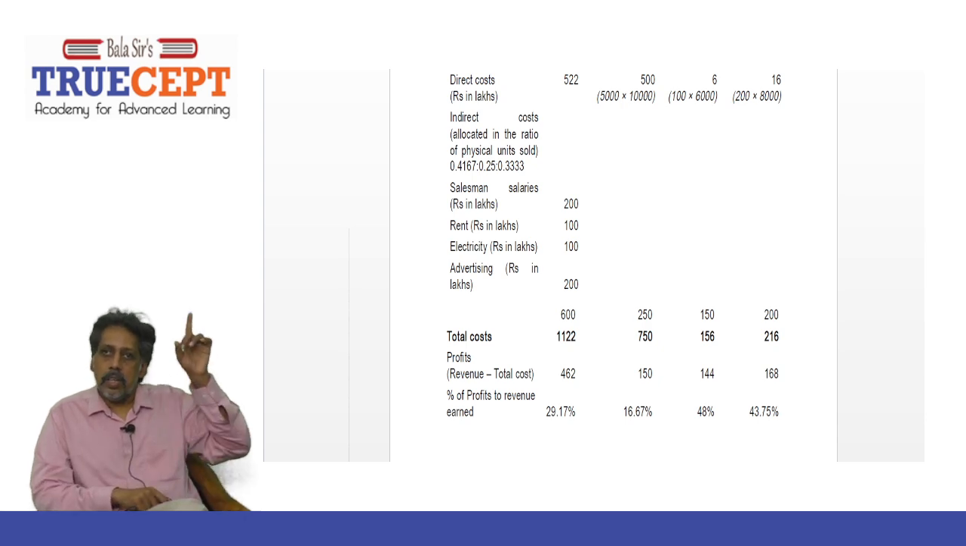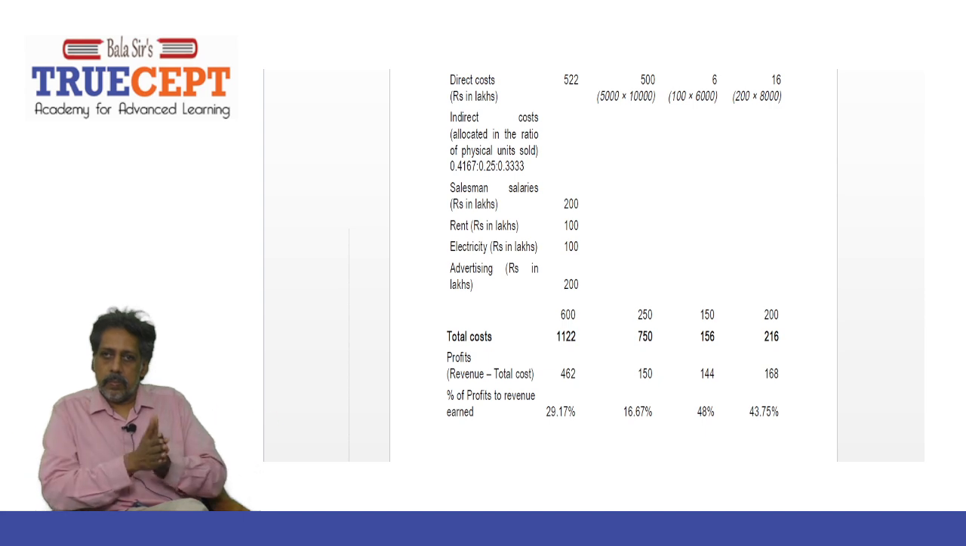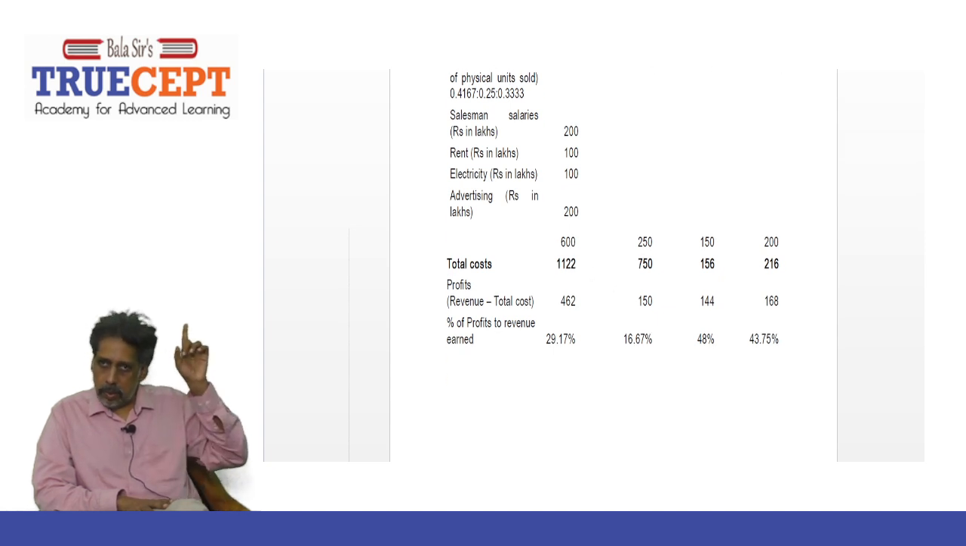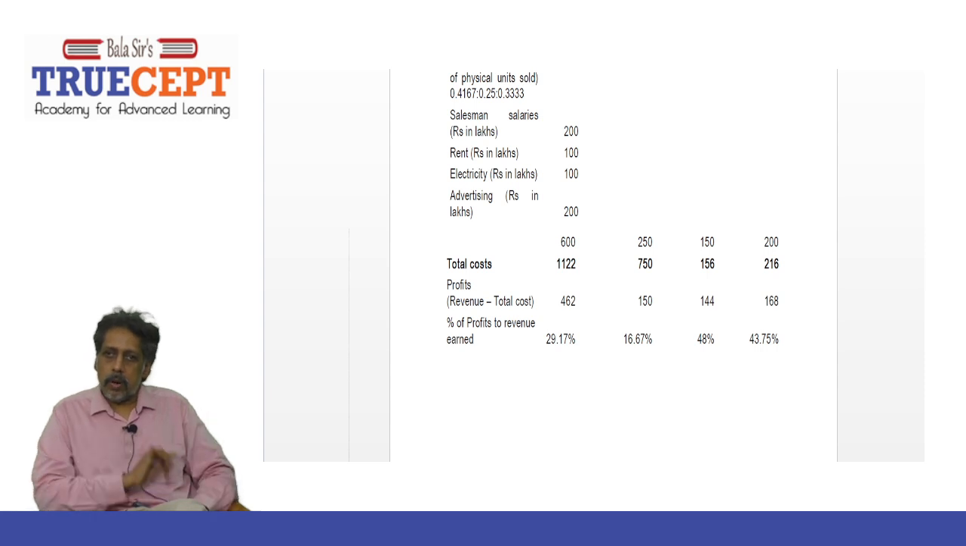So the total cost, that's the direct cost and the indirect cost, is 750 for car, 156 for insurance, and 216 for finance. Total 1,122. Then you balance and find the profit for each product: 150 for car, 144 for insurance, and 168 for finance. So these are the profit numbers. Total is 462. That's the total profit.